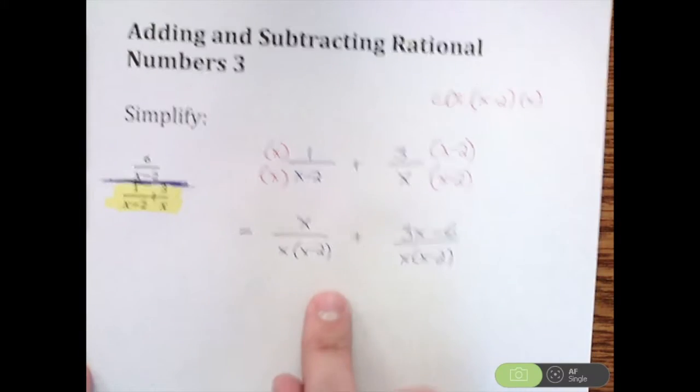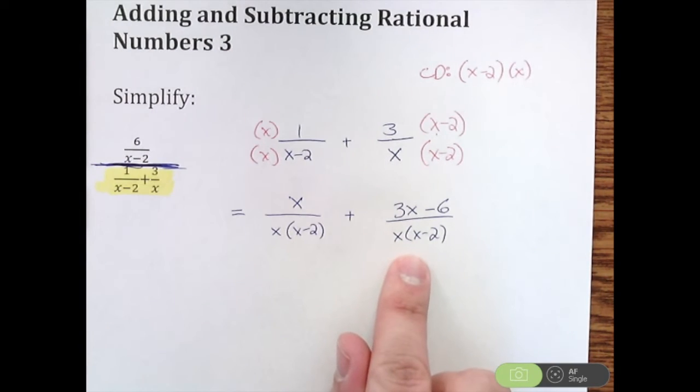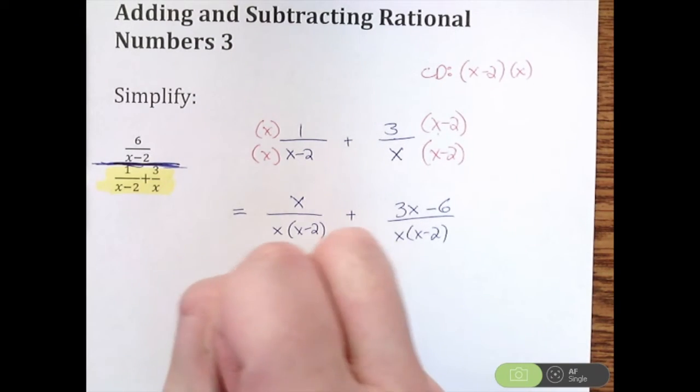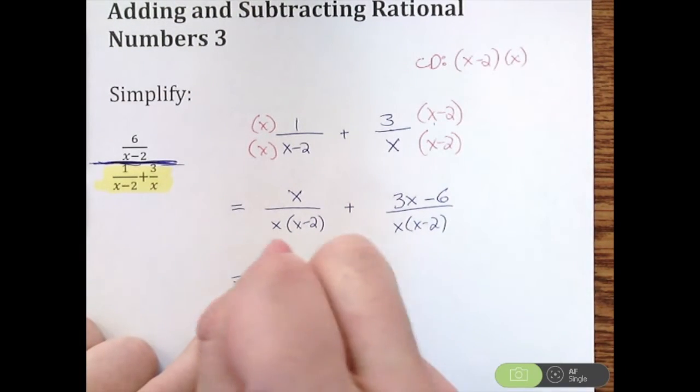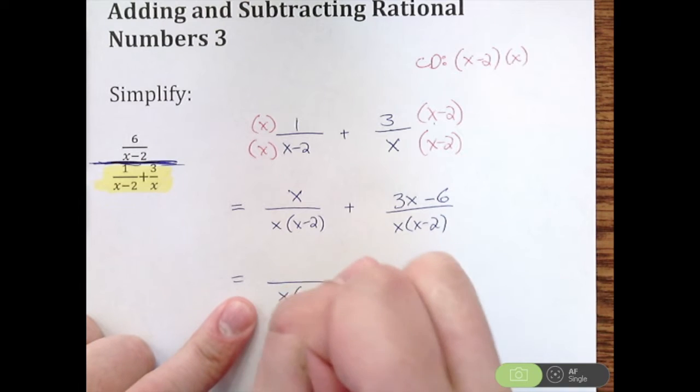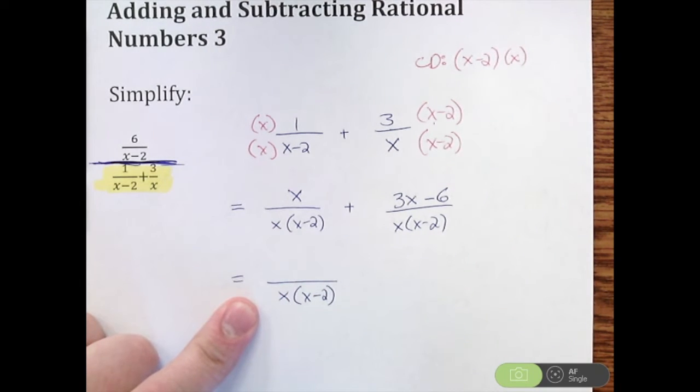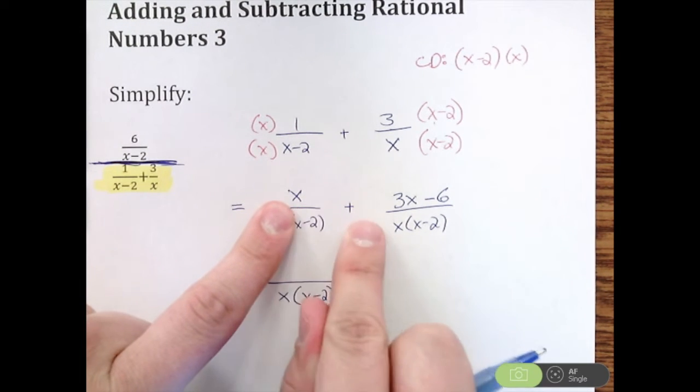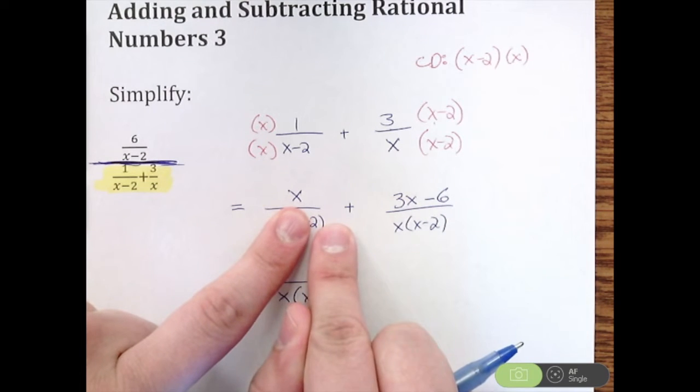So I now have my common denominators. I'm ready to add and subtract here. What this is going to look like is my denominator is going to stay the same. Still have an x and an x minus 2. But up top I have an x plus a 3x minus 6. So I'm starting with the highest power, x.